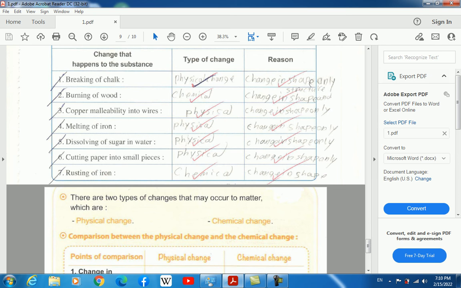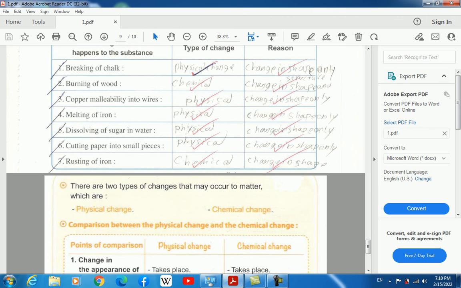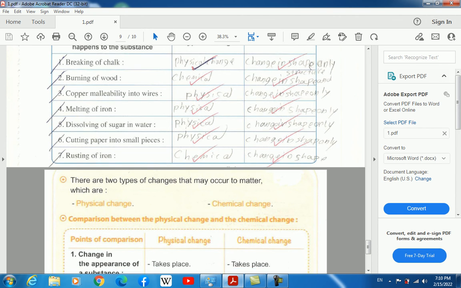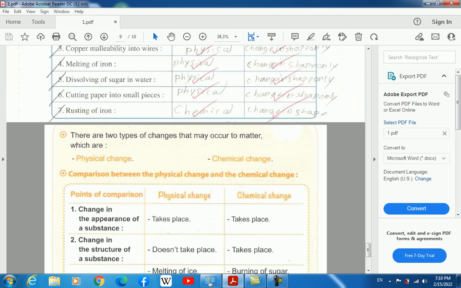Number 3, copper malleability into wires. This is a physical change. And why? Because there is a change in the shape only. Number 4, melting of iron is of course a physical change, due to the change in shape only. Number 5, dissolving of sugar in water is a physical change, and of course because of the change in the shape only. Number 6, cutting paper into small pieces, exactly like the last one, physical change and the change in the shape only. Rusting of iron, which is number 7, is a chemical change. Why? Because there is a change in the shape and the structure, not just the shape.